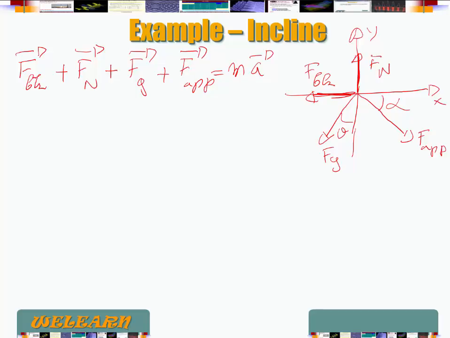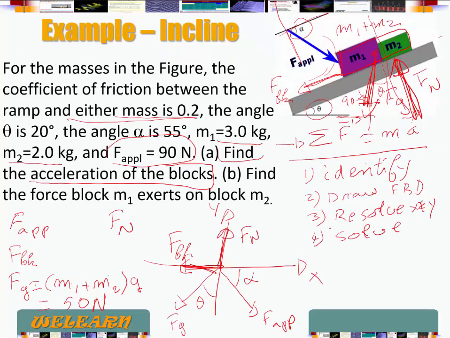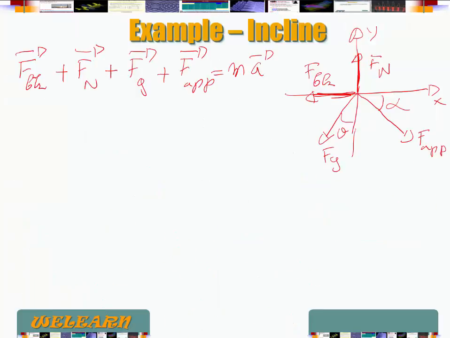Now I wrote my equation. Remember, what we need to do is resolve it into x and y components. So along the x-axis, my friction force is going to be just minus the magnitude of the friction force. We don't know what that is. Fn has no component along the x.